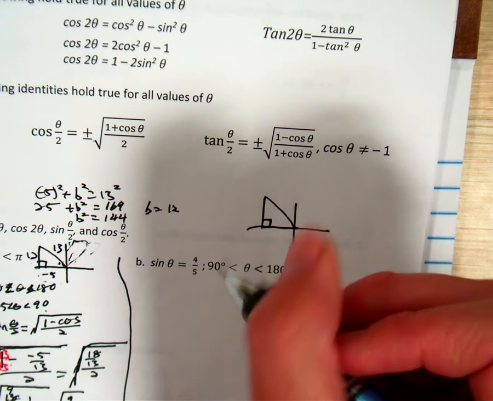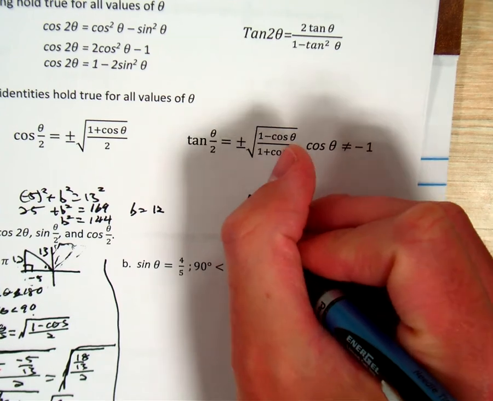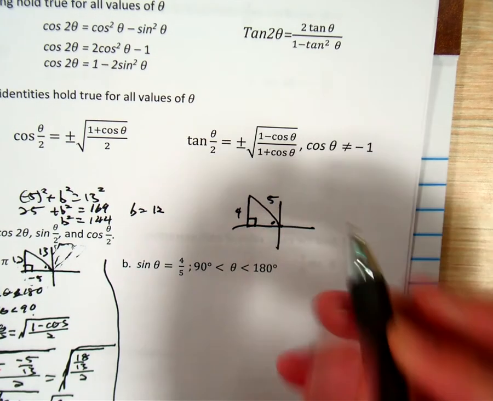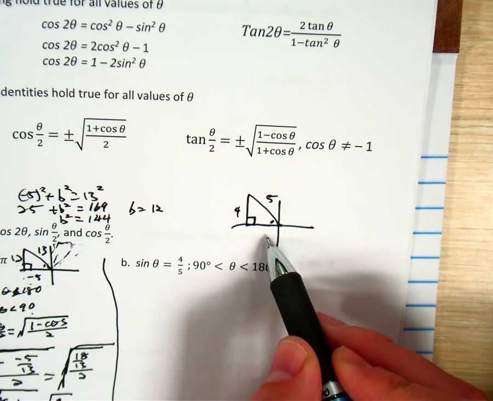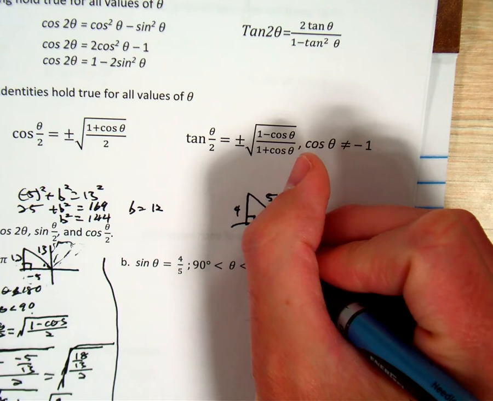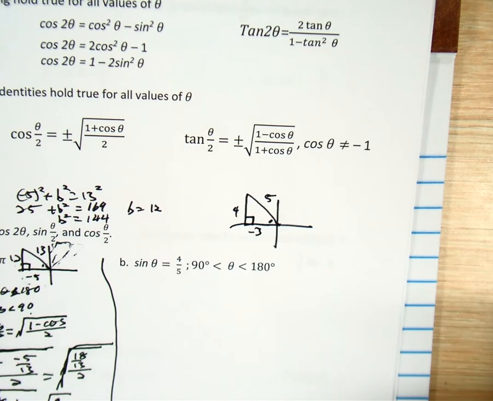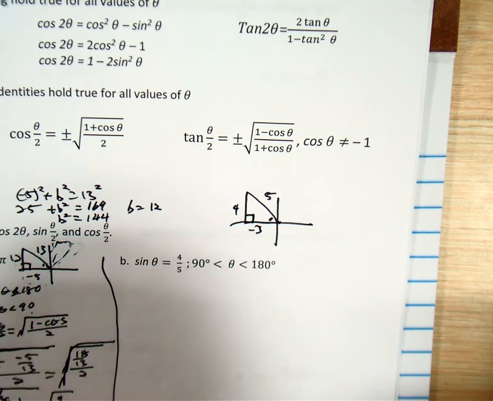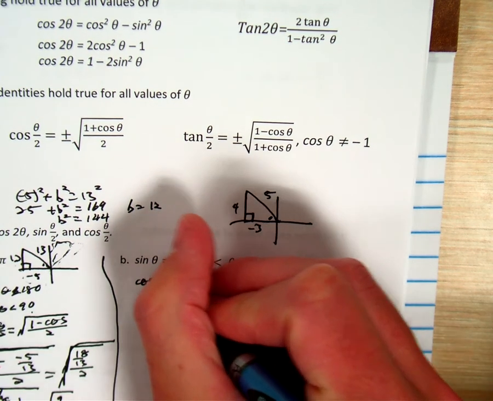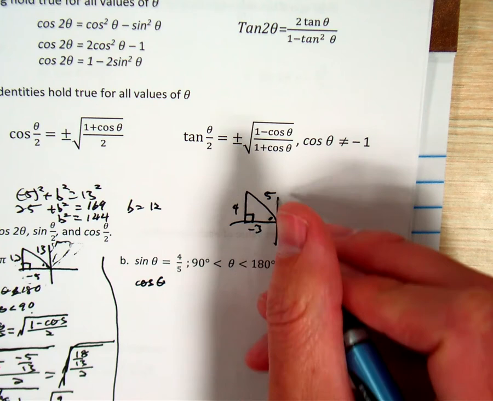Okay, so sine is opposite over hypotenuse. This is a 3, 4, 5 right triangle, and because we're in quadrant 2, I'm going to put a negative on the 3. If you didn't know that off the bat, you could do a squared plus b squared equals c squared. So sine is 4/5. It could be helpful to know what cosine is right away. Cosine is negative 3/5.